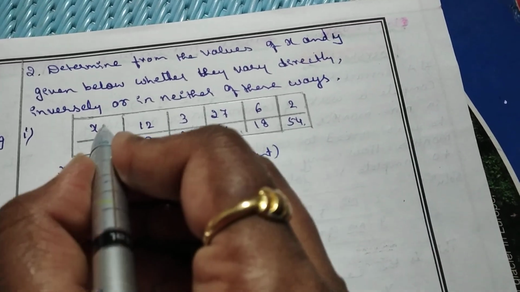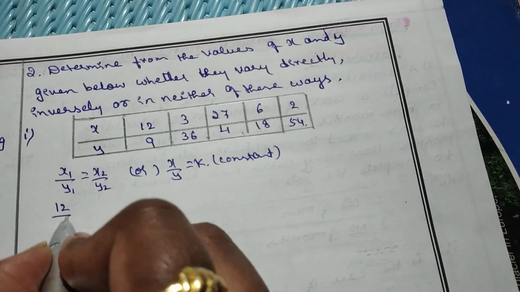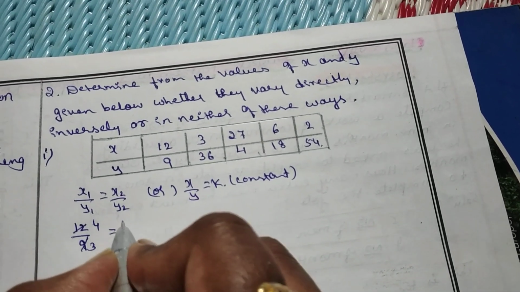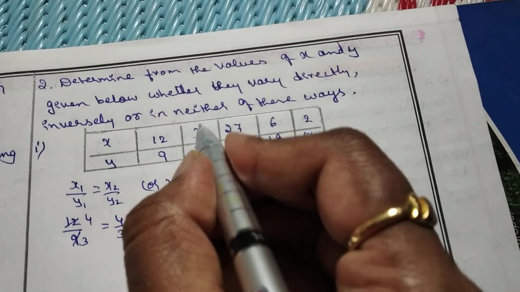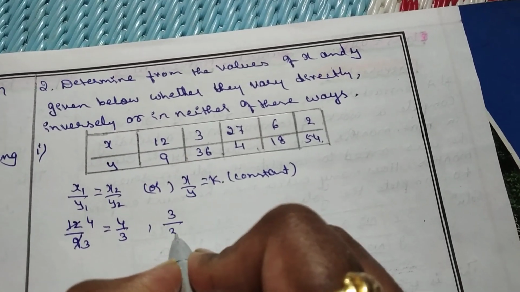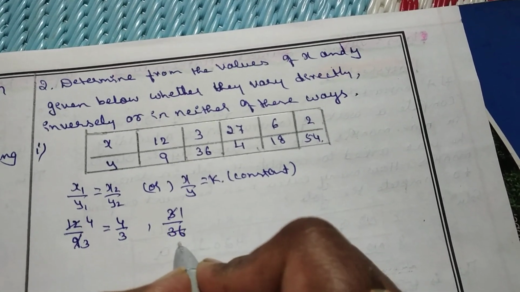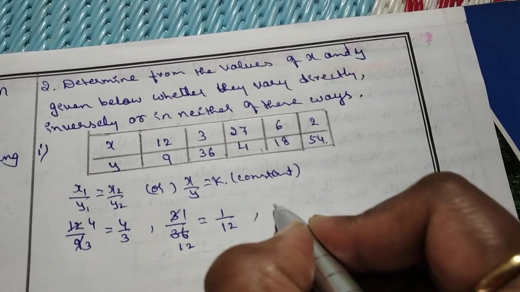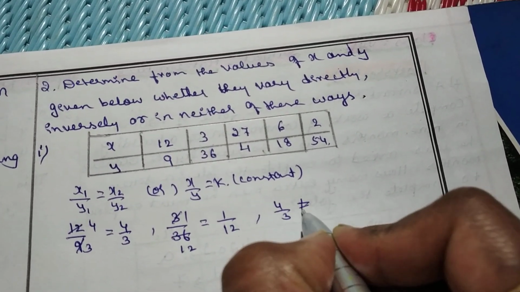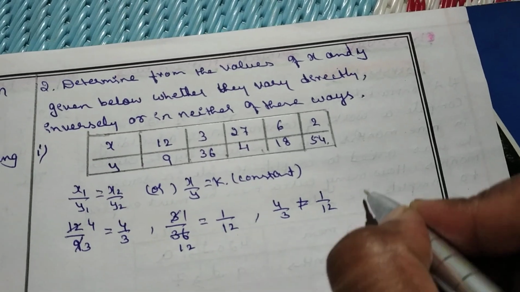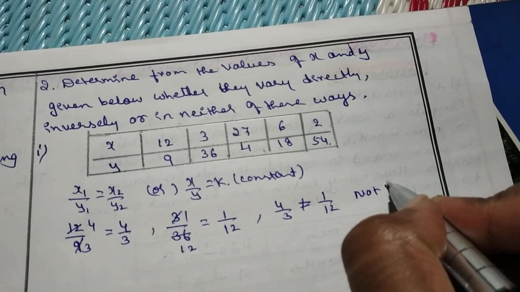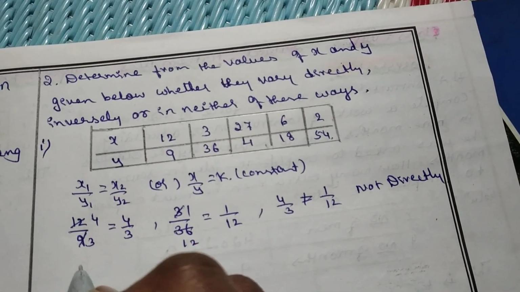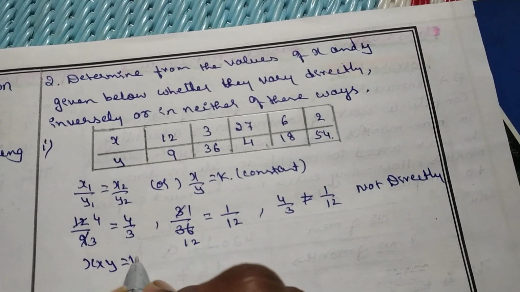So let me check directly first. 12 by 9. 3 4s are 12, 3 3s are 9, so I am getting 4 by 3. Next, 3 by 36. 3 1s are 3, 3 12s are 36, so 1 by 12. Here clearly I can say that 4 by 3 is not equal to 1 by 12. Means not directly. So let me check with inverse variation, that is x into y equals k, a constant.